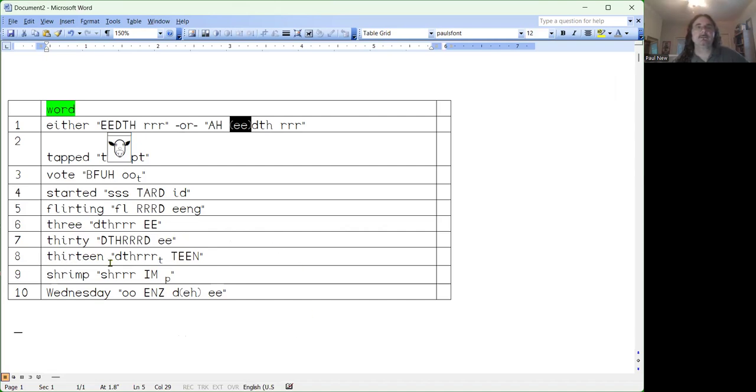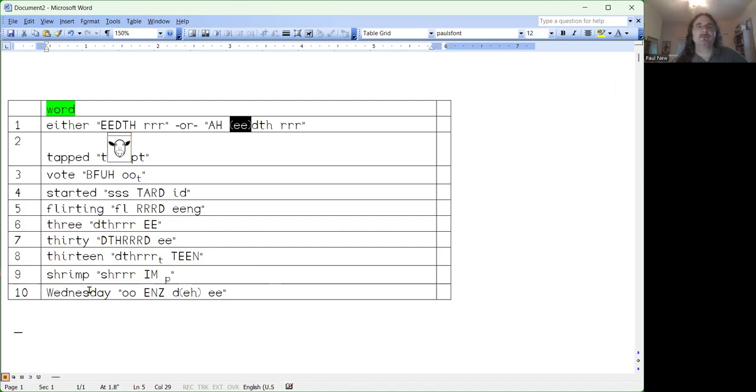Then 8 is 13. So this, I put a little T at the end of the first syllable, you put your tongue in T position, but don't release it. Don't say third, just say third, and then say teen, 13, 13.